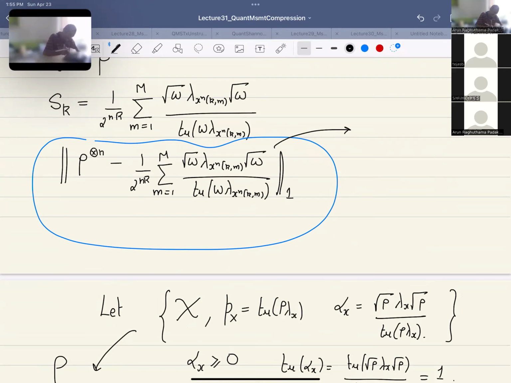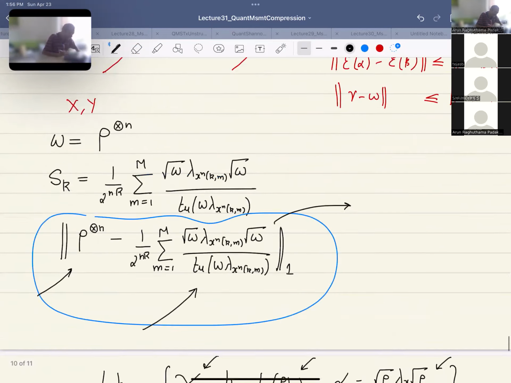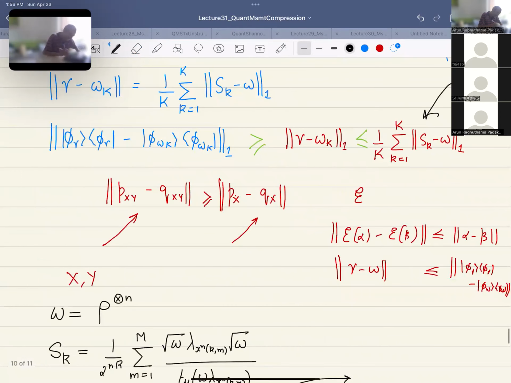My states are different. This is my state, alpha x. The distribution is actually pretty much the same. This is my state. This is my distribution. This is my set. And this is tensoring. This is subsampling. So this tells you that somehow these must be connected.